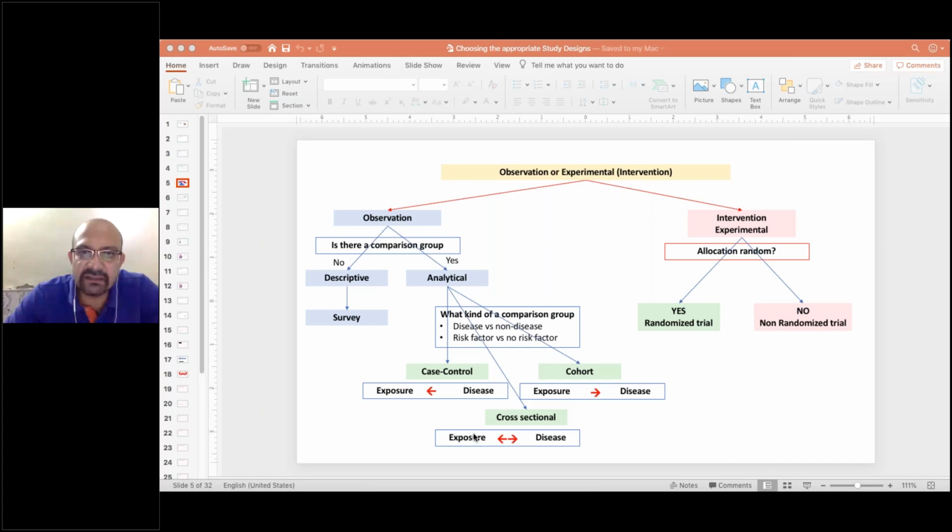So if you are studying the disease and exposure at the same time, it becomes a cross-sectional study. I do understand that this did not proceed in the way that I had planned it to proceed with certain animations in the slide. But we do with the modifications and improvisations.